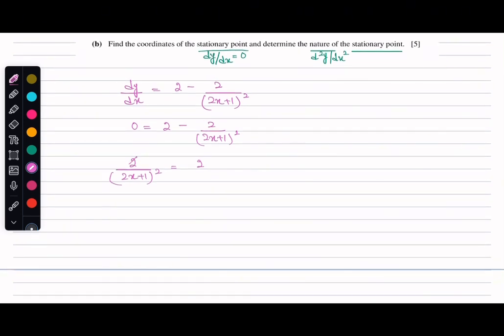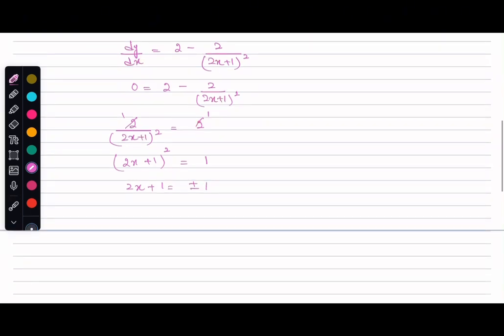The 2 here gets simplified, and I can say it's 1 here. And then I can say it's 2x plus 1 the whole square, which equals 1. So to get the value of x, I shall be taking the square root of this positive 1 on the right side, so that this becomes 2x plus 1, which shall then be equal to plus minus 1.